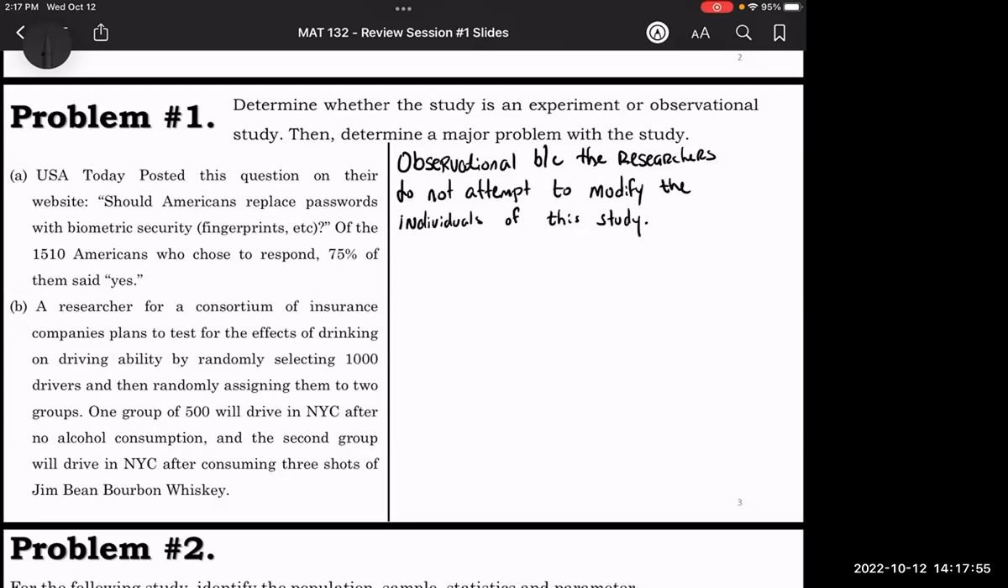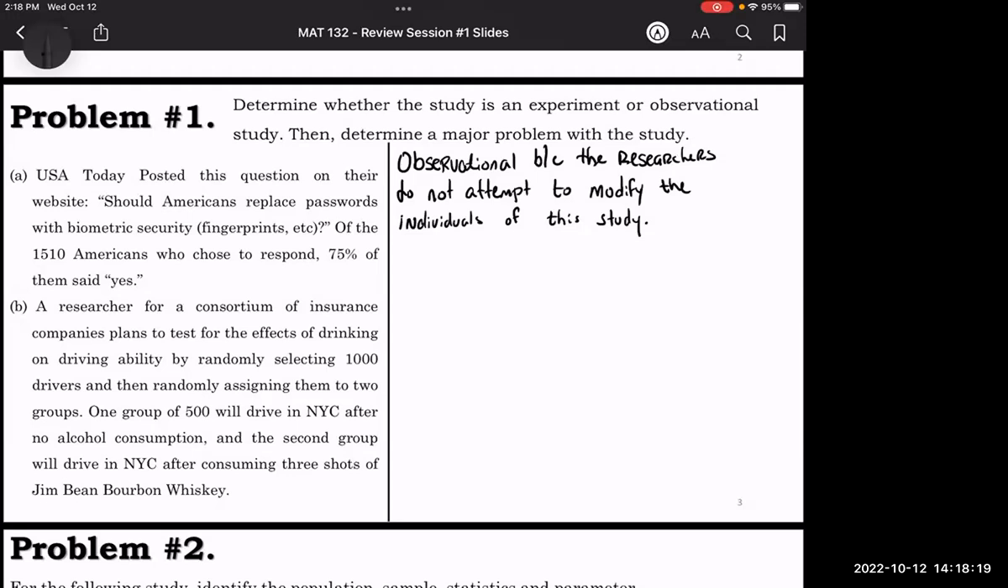It's voluntary. Only a question, not a demand. Well, not necessarily. Would you like to replace your password with biometric security? It's only a question of would you like to do it, not you will do it. Well, it's a survey, right? It's a question on their website, so it's a survey. But namely, what we know about the survey is that it's a voluntary response sampling.